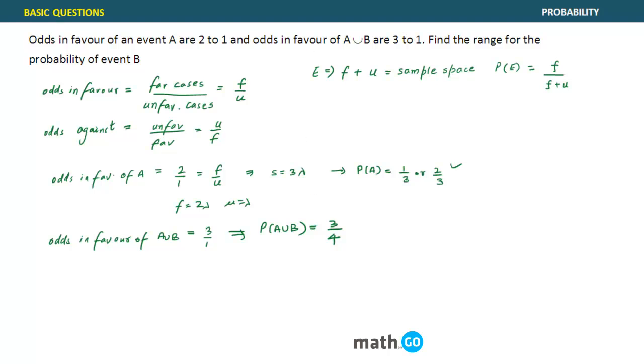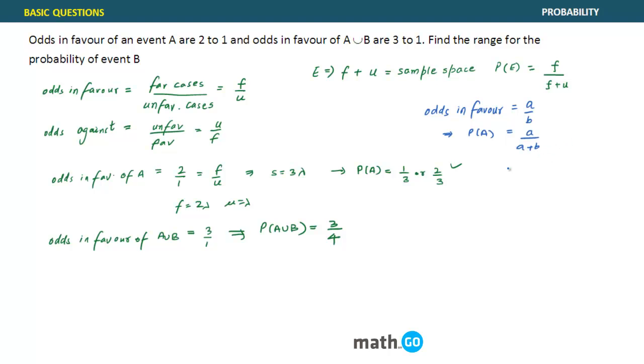Let me just convert this into a formula. If it is given that odds in favor is A by B, then the probability of event A will be nothing but A upon A plus B. This is what you can say.